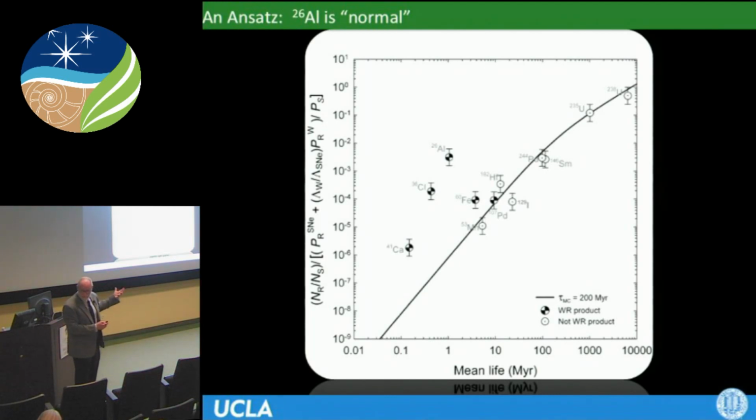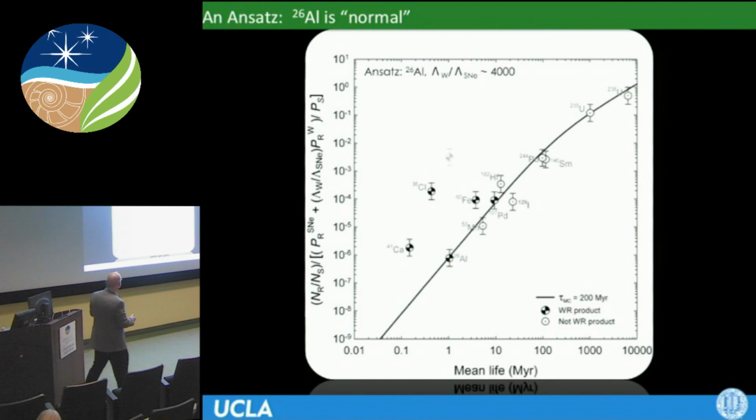This is an assumption I will make. So there it goes. That's just an assumption. In order to get down to that curve, this is the efficiency factor that we need. So we have two fit parameters to explain everything in the solar system. We have the isolation time in a molecular cloud and the efficiency factor of winds for short-lived radionuclides relative to supernovae. All right?